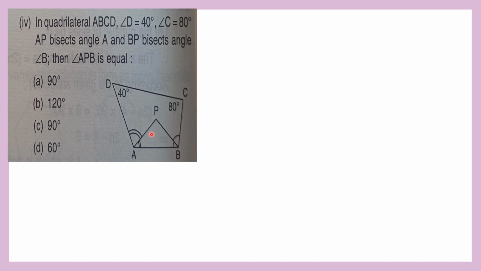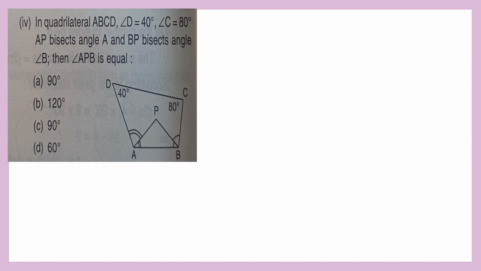Now BP, this line segment BP, has bisected angle B. So AP has bisected angle A and BP has bisected angle B. Now the question is angle APB. Which one is that? Angle APB is equal to which of these is the question.